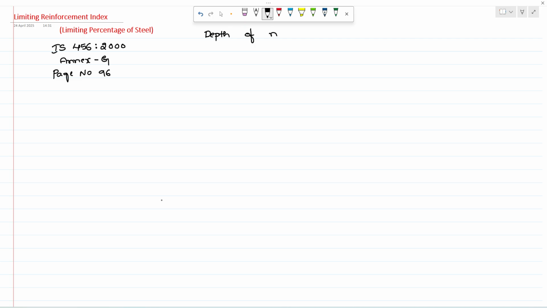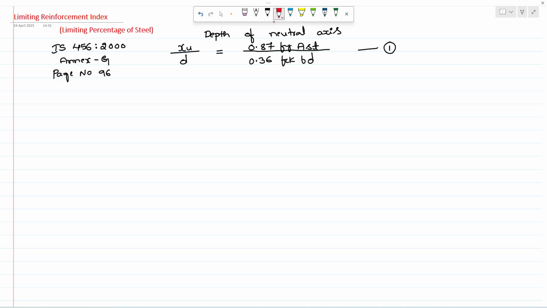So depth of neutral axis is given by Xu divided by d, which is equal to 0.87 fy Ast divided by 0.36 fck bd. So call this as equation number 1.